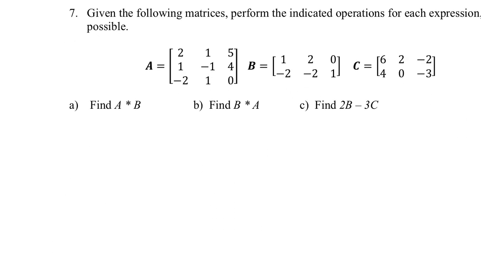Okay, question 7 is from section 6.2, operations on matrices. Part A is a 3 by 3 matrix, and B is a 2 by 3. So we don't have the same number of columns as the number of rows here. So A times B is not possible.